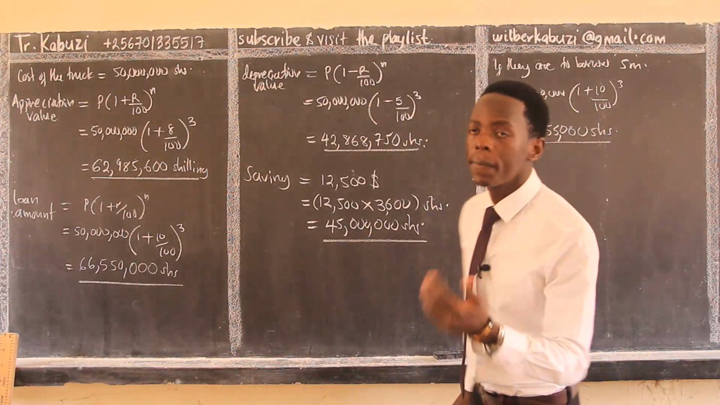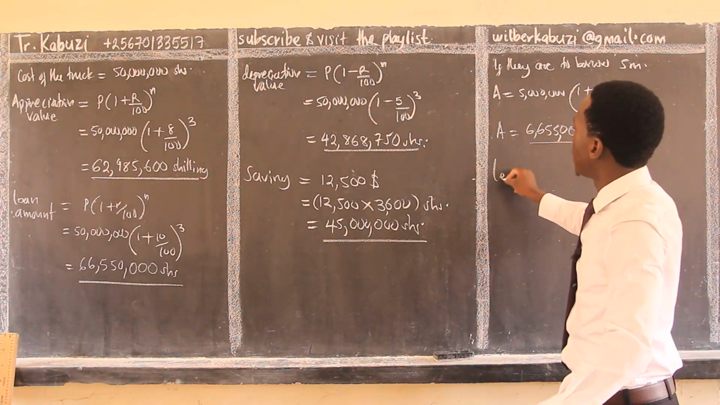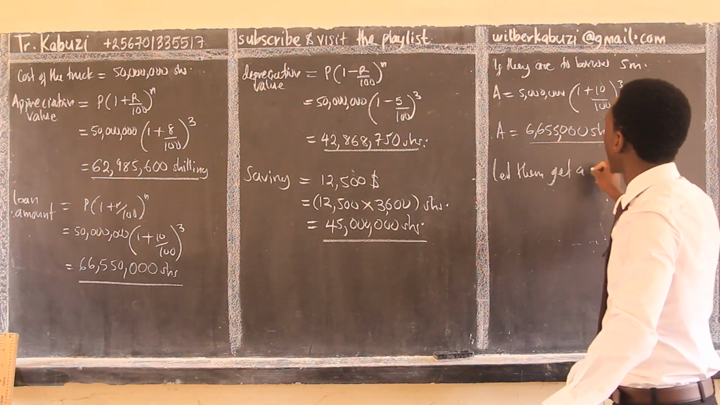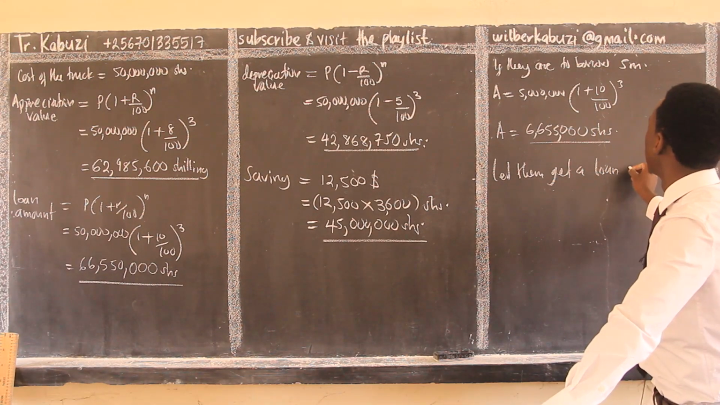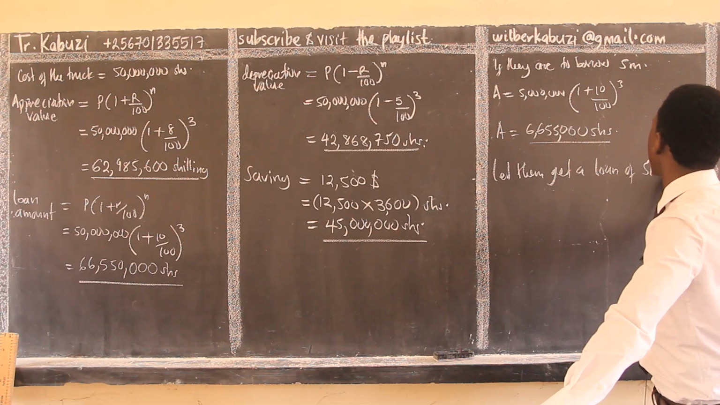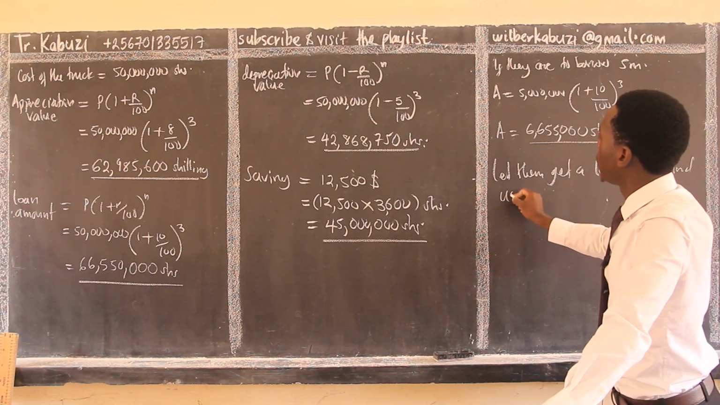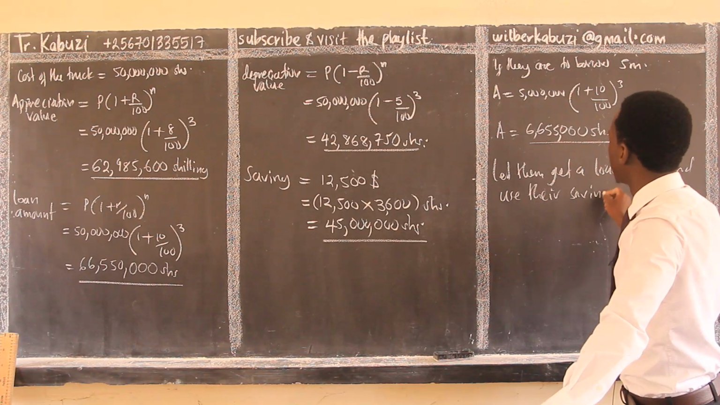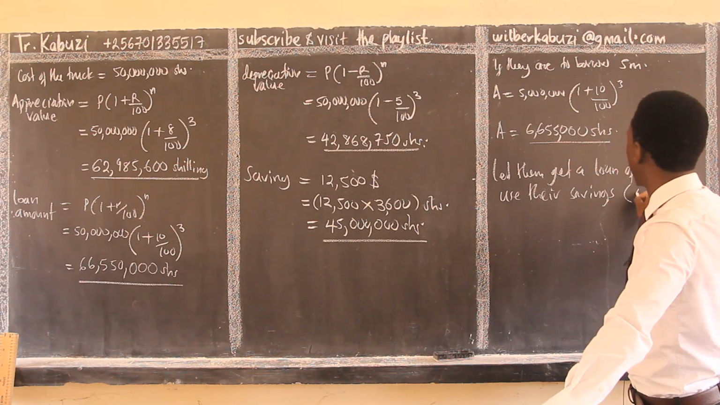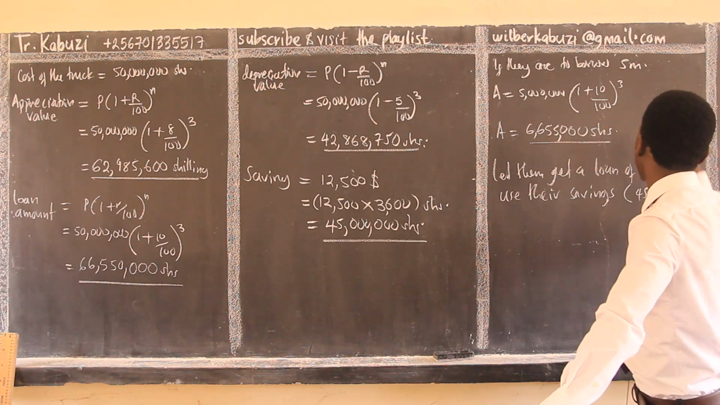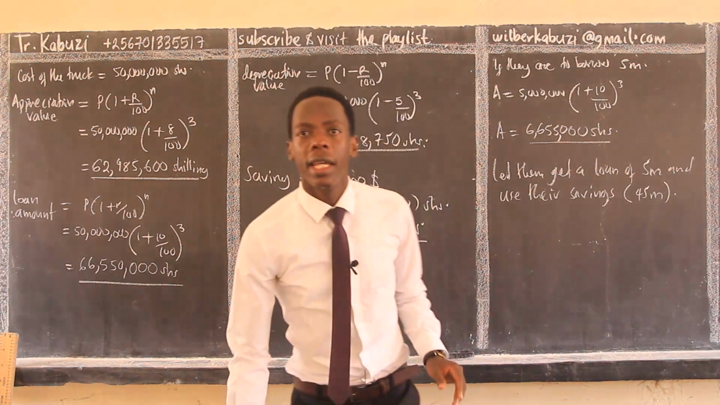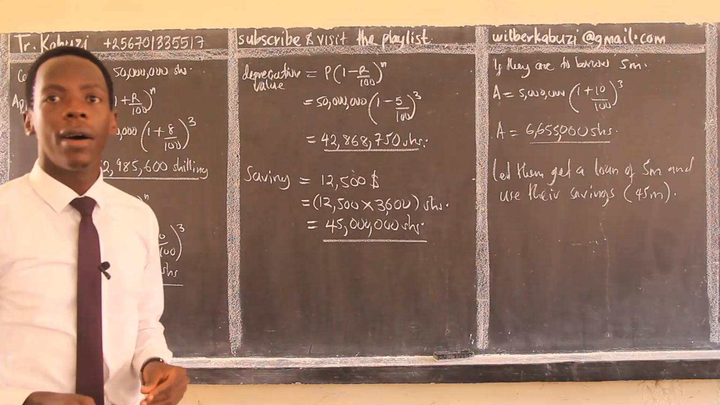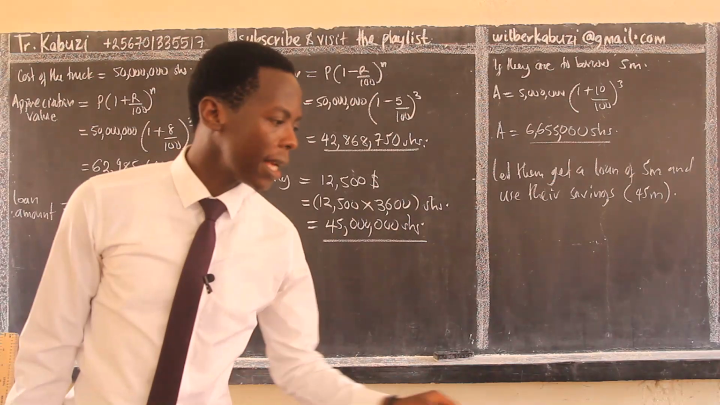So we respond to the task. Let them get a loan of 5M and use their savings, the 45M. So they would have purchased in all the ways. This would be a cheaper option. That's it. Let's move to the next.